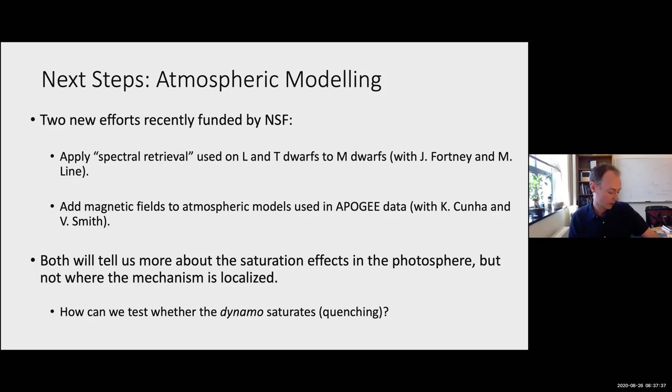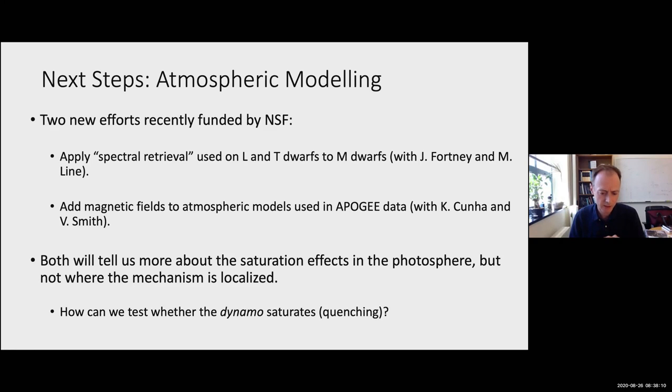So I have no time, so I just have 2 slides here. Next steps, we have some recent efforts funded by the NSF. We'd like to apply spectral retrieval methods used on L and T dwarfs to M dwarfs. This is something I'm doing with Jonathan Fortney and Mike Line. And then there's another program to add magnetic fields to atmospheric models to model APOGEE data. This is something I'm working on with Katia, who's the PI, and Verne Smith. Both are going to tell us more about the saturation effects in the photosphere.